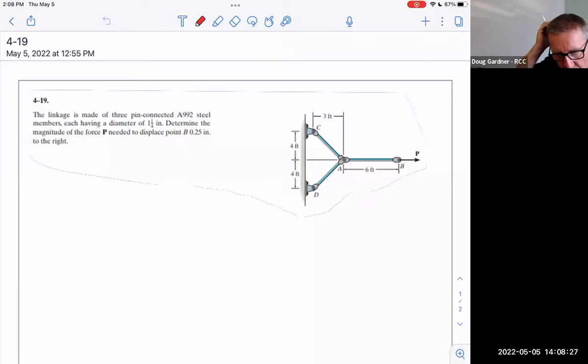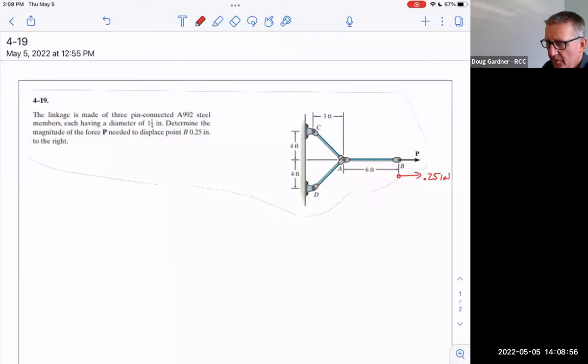Determine, and this is backwards though, determine the magnitude of the force P needed to displace B 0.25 inches to the right. So this is supposed to go bam and be like a quarter of an inch move to the right. This is weirder because before we were given the forces and then asked for how much it moved, and this is saying, no, I know how much I want it to move. Well, then how hard do you have to pull to get it to move that far? Quarter inch is pretty far. Do you agree with that?